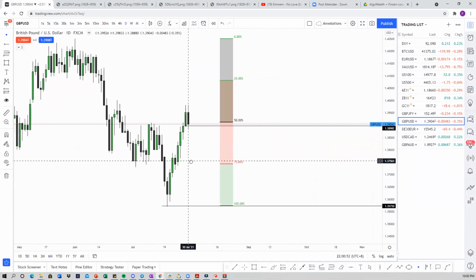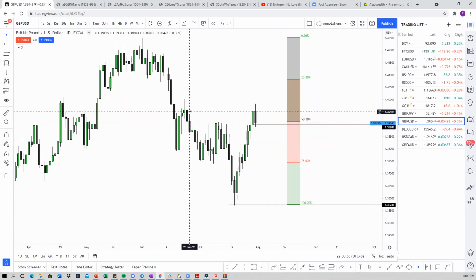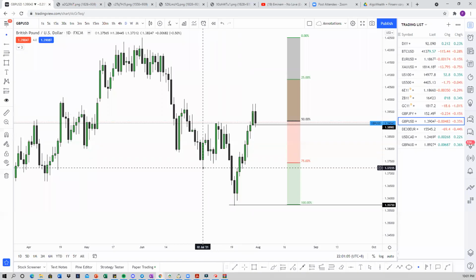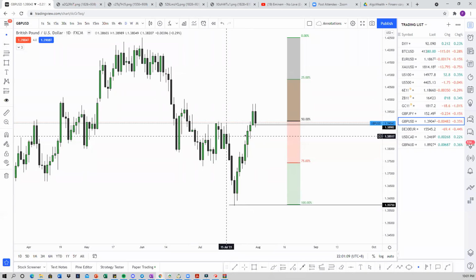So, based on our forecast from last week, our target for GBP USD was here. It came exactly to that, right? Now we have a strong low, right? Strong low. We need to see price trading somewhere.